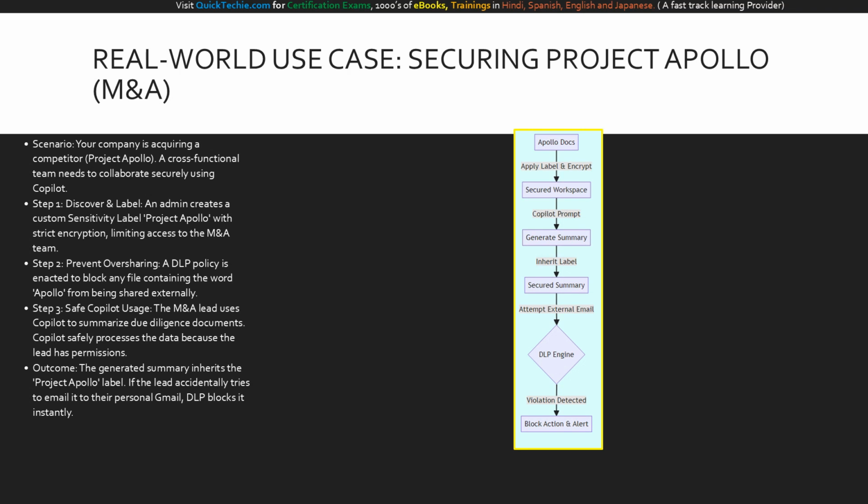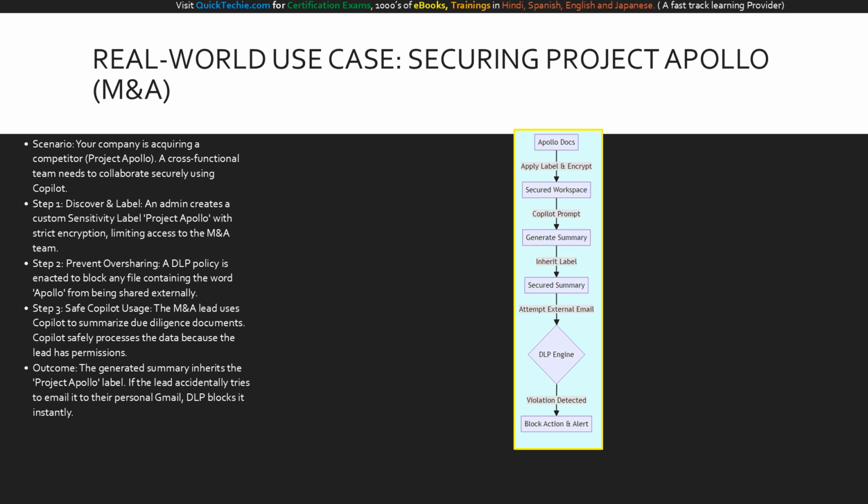Let's make this real. Imagine your organization is executing a highly confidential merger, codenamed Project Apollo. How do we secure this while letting the M&A team use Copilot? First, we create a Project Apollo sensitivity label. This encrypts the files and restricts access exclusively to the M&A group. Second, we deploy a DLP policy that strictly blocks any external sharing of Apollo-labeled documents.